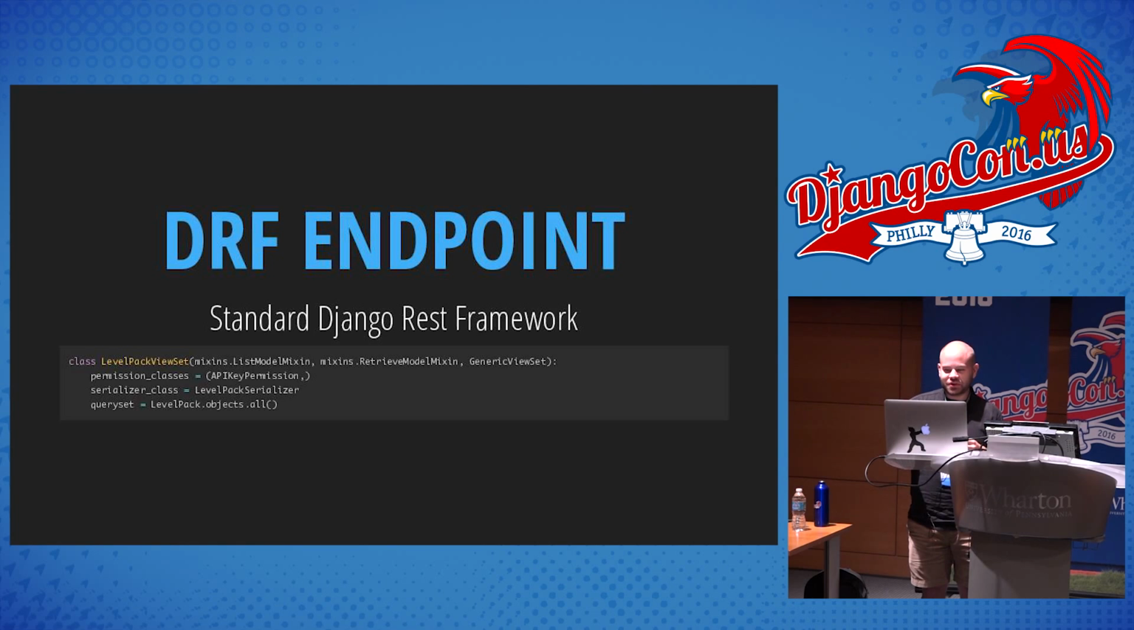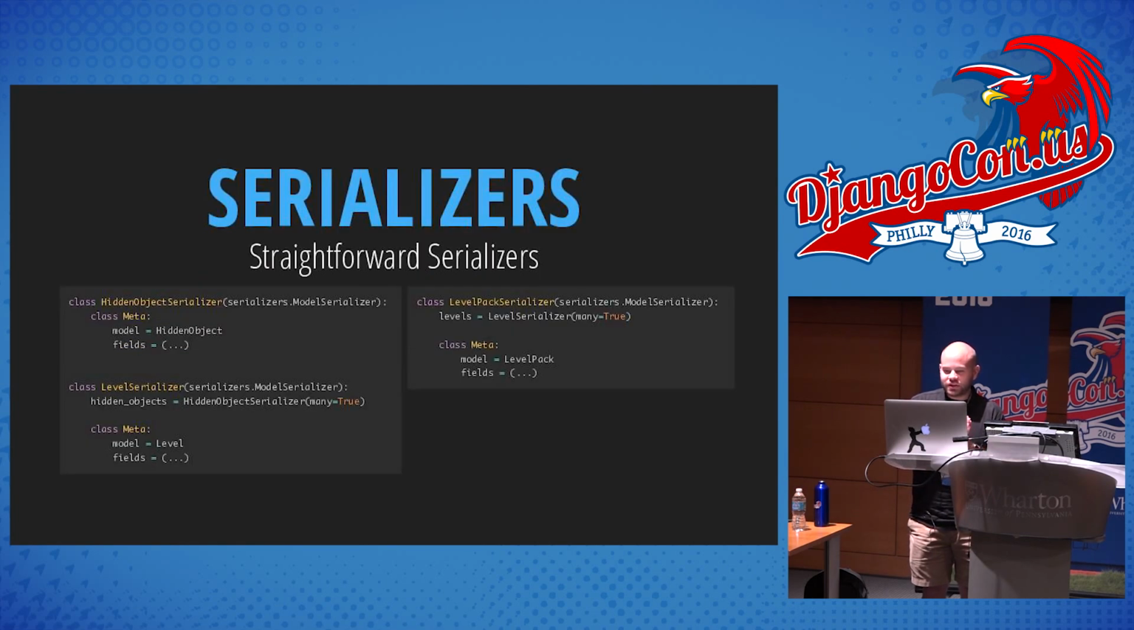Yeah, it returns a list of our level packs. The serializers, again, we just have a bunch of nested serializers. So essentially what this means is when we send down all the level packs, we are sending down all of the levels and all the hidden objects at the same time. It's not a lot of data.